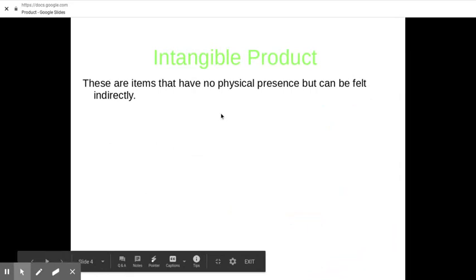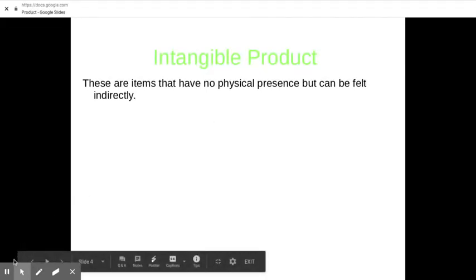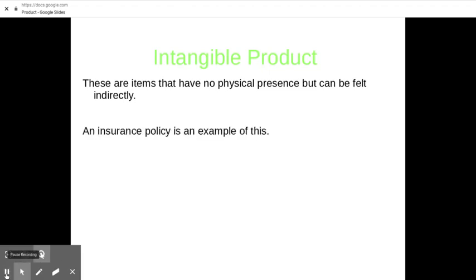So the next thing we talk about is something that is an intangible product. Now, we're going to call this, for the most part, a service. These are items that have no physical presence but can be felt indirectly. Well, that's a little vague. So with our intangible, typically we're talking about things that can't be touched. So we talk about an insurance policy. You have to have insurance, car insurance, health insurance, all these different insurance things. You don't really ever get to touch it. The only time you actually get to touch your insurance policy is when you have to pay a bill. And you don't want to touch it then, because nobody wants to pay any bills. All right? But not something you can touch on a regular basis.